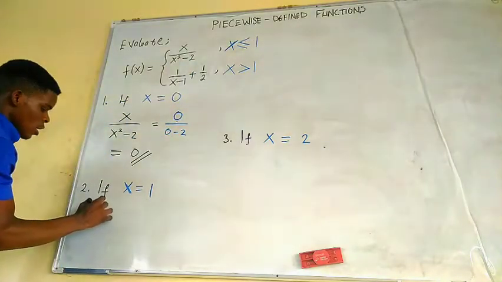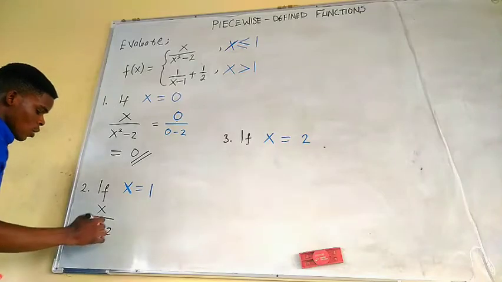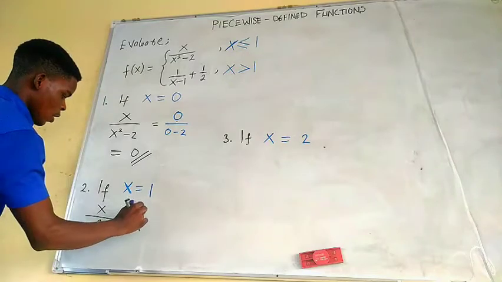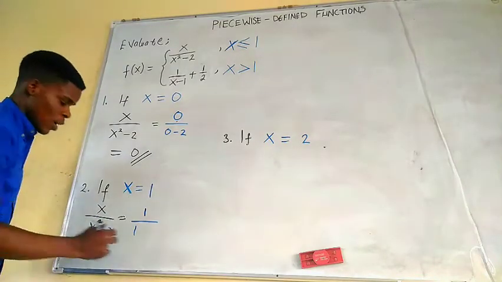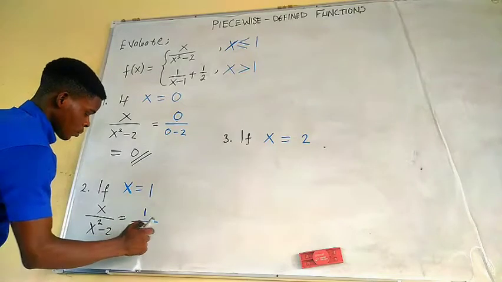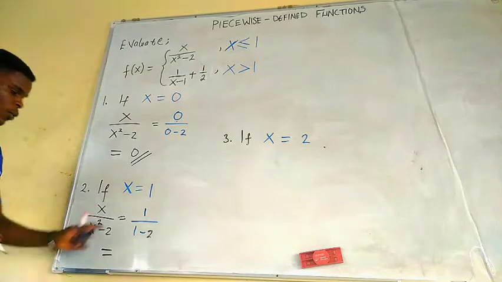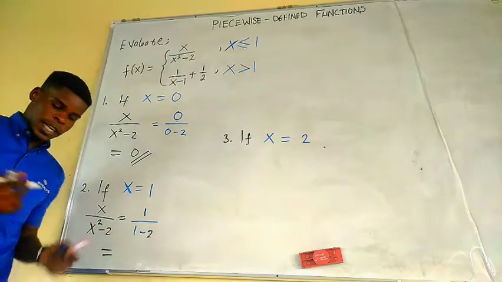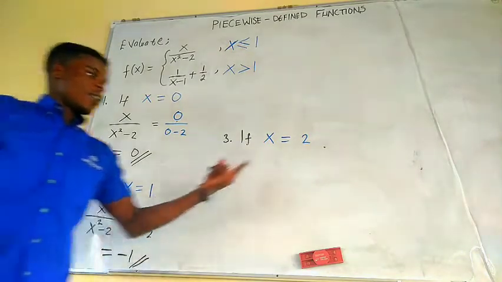We have it to be x divided by x squared minus 2. So when x is equal to 1, we're going to have 1 in place of x divided by 1 squared, and 1 squared is just 1, minus 2. At the top we just have the 1, and at the bottom we have negative 1. So 1 divided by negative 1, the result is just negative 1. Over to the next one.